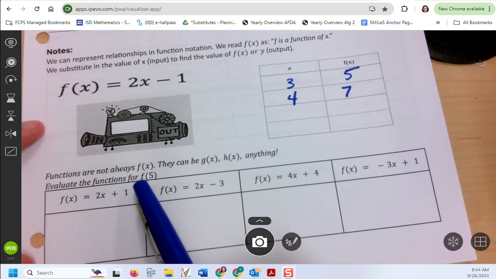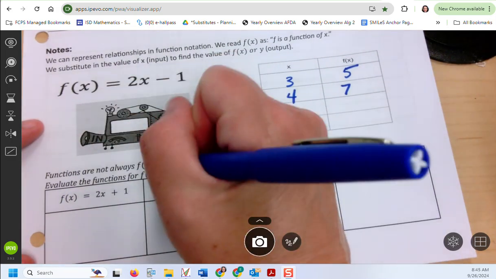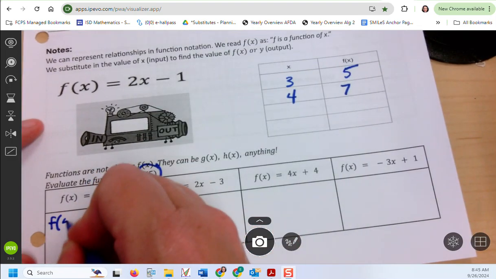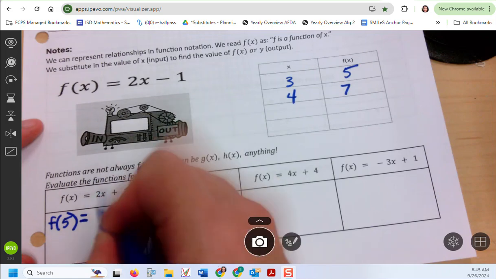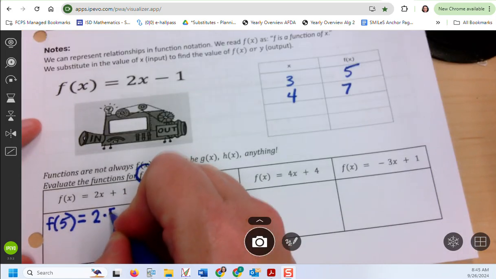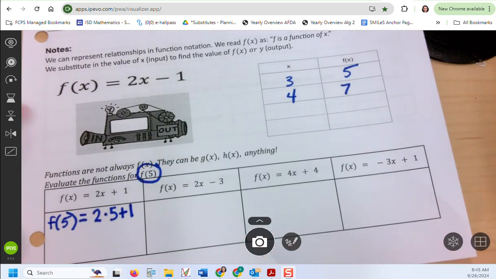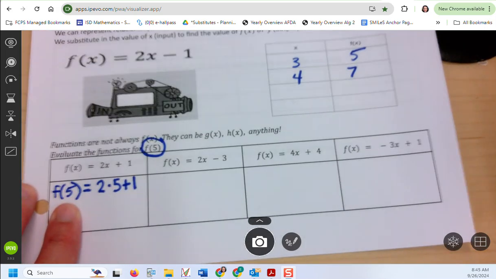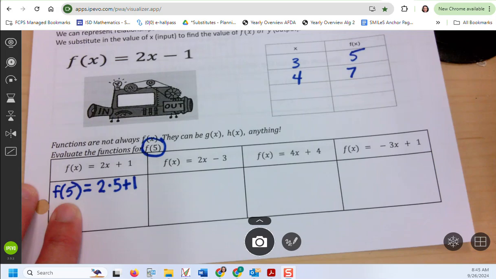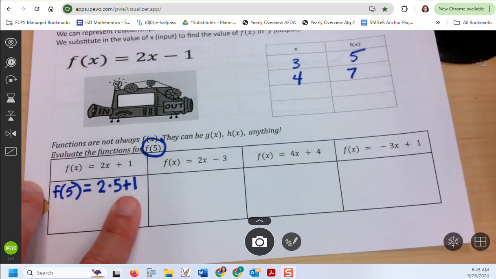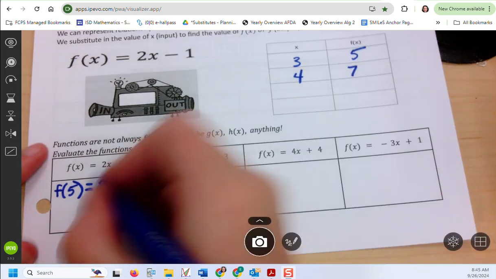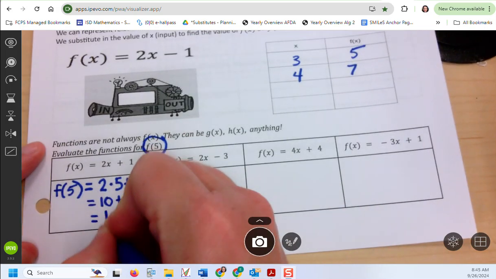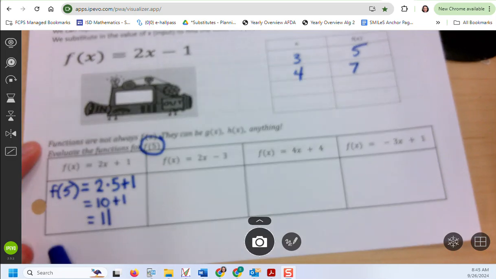Here it says evaluate the functions for f of 5. So this is what we're doing for each one. So f of 5 means put 5 for the x. 2 times 5 plus 1. When it says f of 5, you don't do anything with that. That just means this is what I'm finding, a function of 5. Everything that you do is on the other side. So I get 10 plus 1, which is 11. Notice I didn't do anything with f of 5.